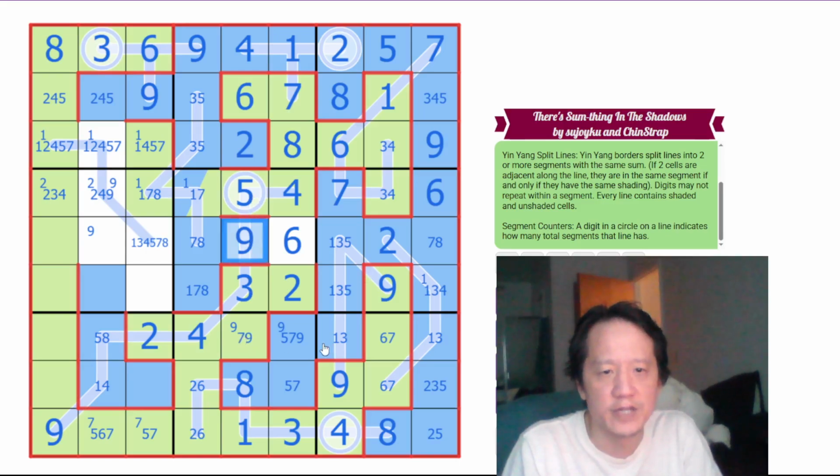This 9 eliminates 9 here, so this is 7. That 7 eliminates 7 here. This is 5. This is 9. This 7 eliminates 7 here, so it's 6, which makes this a 7.